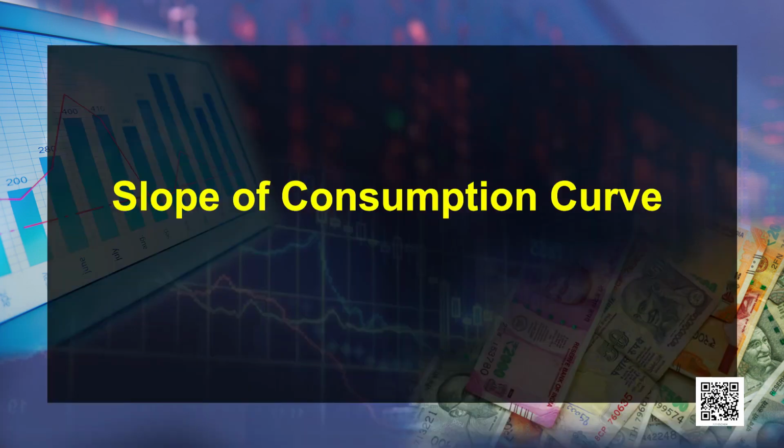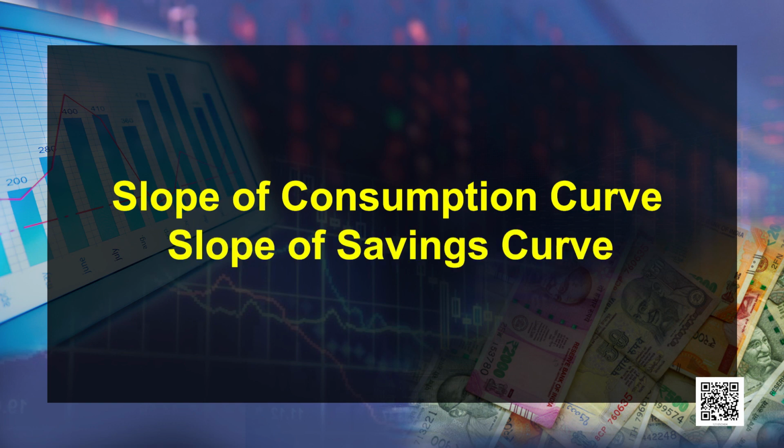So their value would lie between 0 to 1, or from 0.1 to 0.9, talking it simply. So we have 4 parameters: APC, APS, MPC, MPS. Only APC can be greater than 1. Now let's move on to the next topic, that is the slope of consumption curve and slope of savings curve.